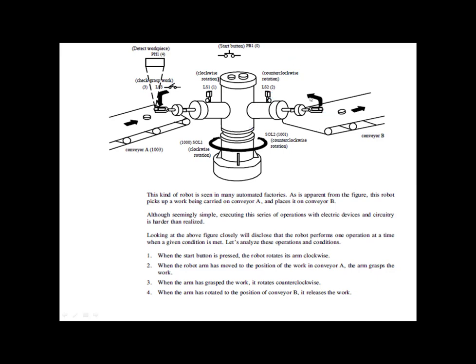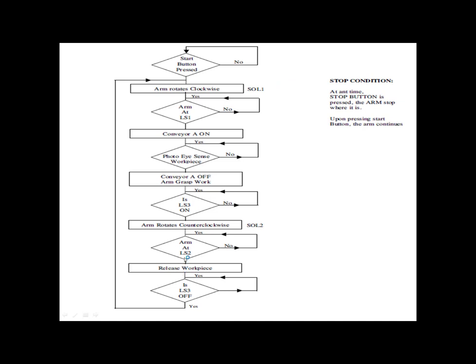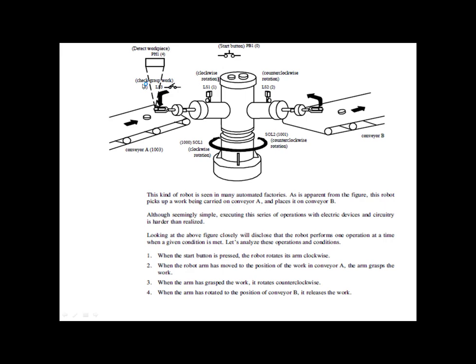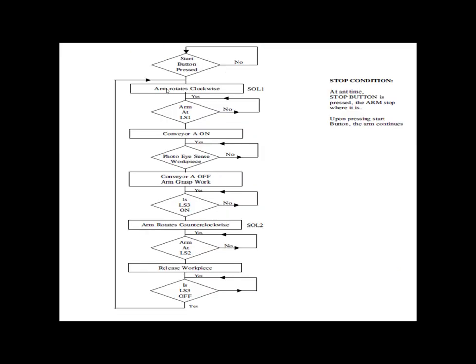LS2 is going to give you an indication that you have reached the right position. When you have reached the right position of LS2, at that time you have to release the workpiece, and once you release the workpiece, the sensor you can see here, LS3, will be 0. That will be a clear indication that the robotic arm has already released the workpiece at the position of conveyor B.